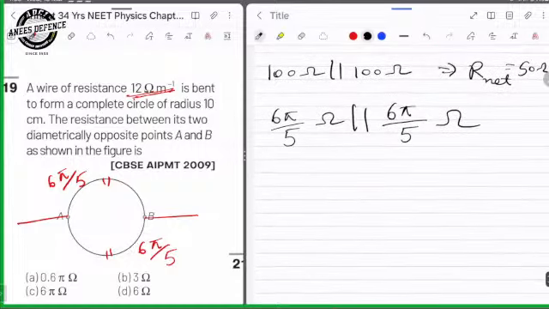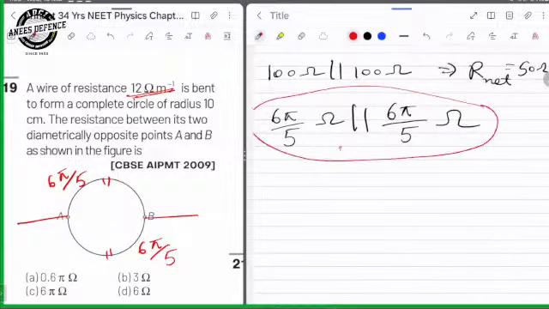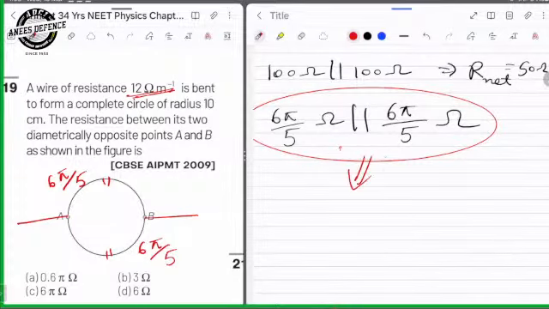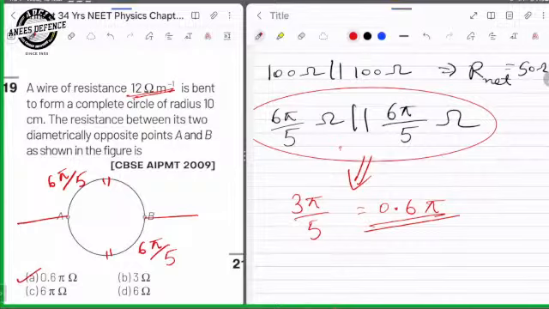So the value will be what? Half. Yes or no? The value will be half. So take half, meaning 3π upon what? 5. Yes or no? So what can you write? 3 by 5 is 0.6π. Which option is correct? Option A is correct. Right?